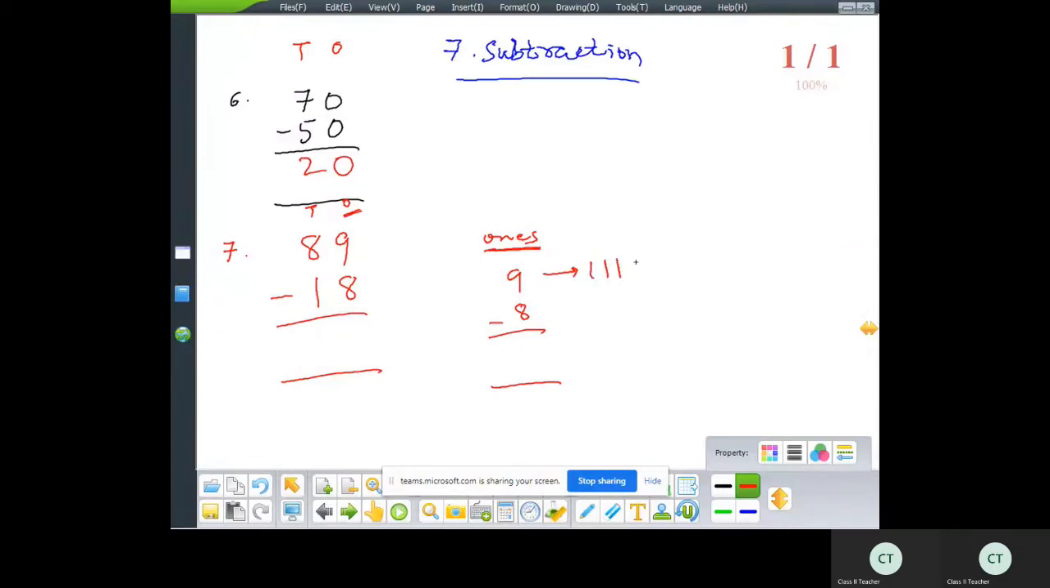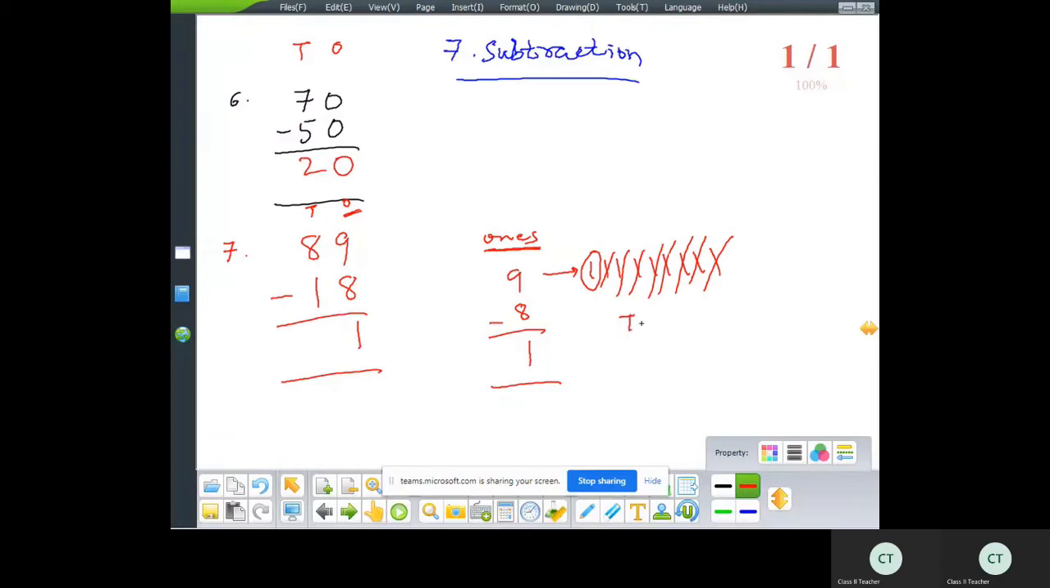1, 2, 3, 4, 5, 6, 7, 8, 9. From 9 lines, we subtract 8 lines: 1, 2, 3, 4, 5, 6, 7, 8. After removing 8 lines from 9, we have only one line. 9 minus 8 is 1.